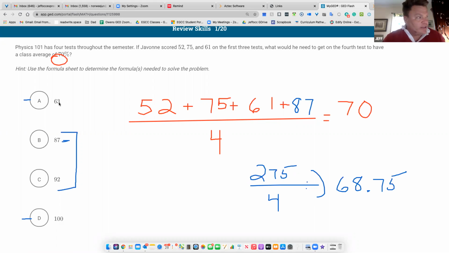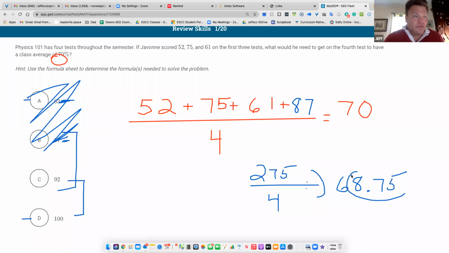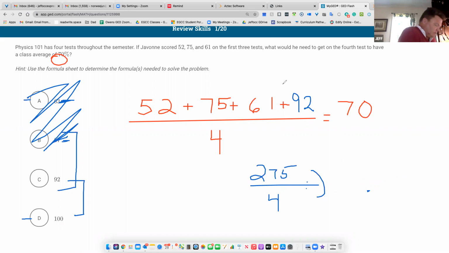So that means getting an even lower score won't help it either. So both of these are wrong. So now we're down to a 50-50. It's close though. It's only 1.25 off. So what if we change that to 92? If we change that to 92, 188 plus 92, that would be 280. 280 divided by 4, that would tell us it's 70. So that's the strategy of putting the answers on trial.